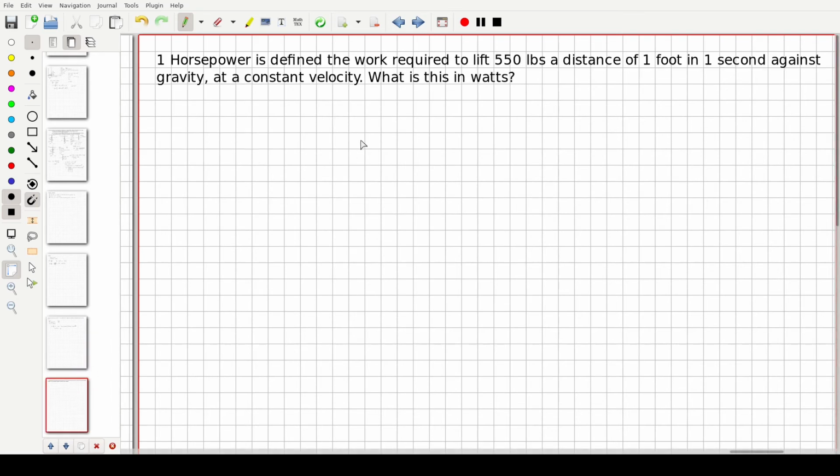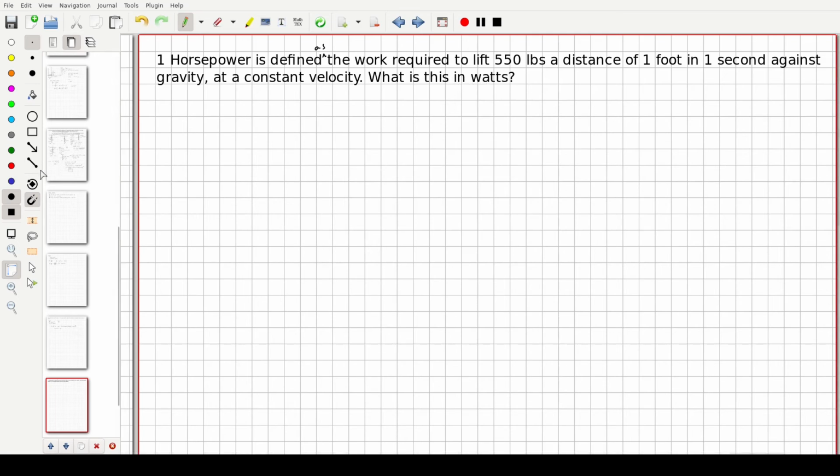Now, here's another example. 1 horsepower is defined as the work required to lift 550 pounds a distance of 1 foot in 1 second against gravity at a constant velocity. What is this in watts?